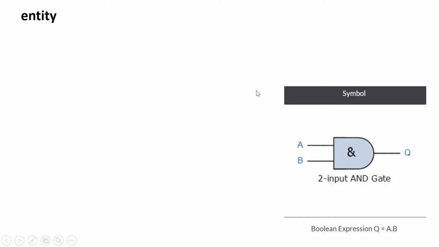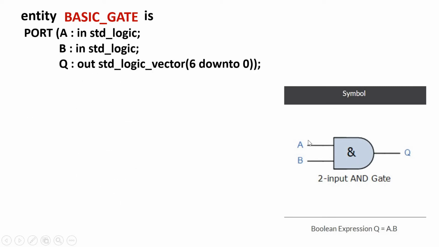So to start VHDL, first we use the keyword entity. Entity is a keyword; to start any VHDL design, we use the entity keyword. Now we give the name of the circuit or the name of the design. I am giving the name of the design as basic gates, and "is" is also a keyword. Now we are defining the ports.